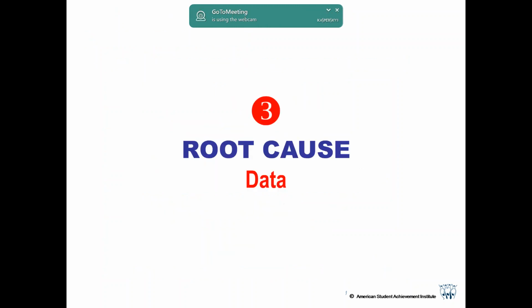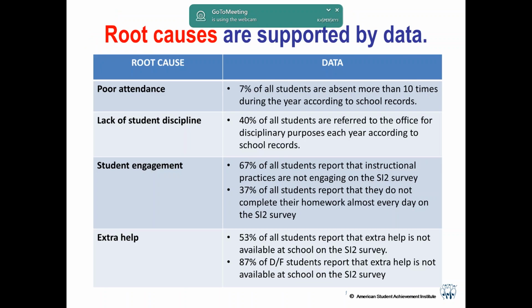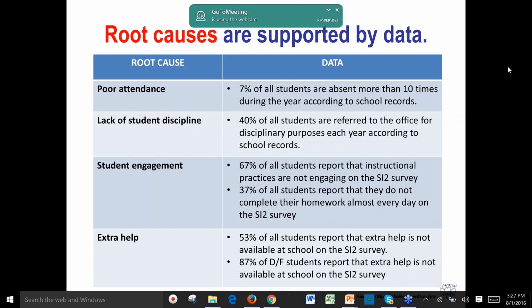So, okay. So those are the 7 areas. So now let's look at the data and what that's going to look like. As you're pouring through the data reports, you're going to see data like we're seeing over on the right-hand side of the screen. So things like you'll find data that 7% of all students are absent more than 10 times during the year.